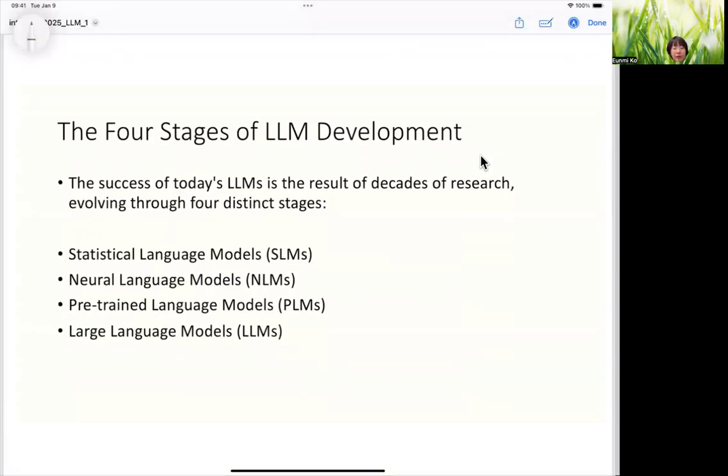Up to the development of large language models, computer scientists went through three previous steps. So the success of today's large language models is the result of decades of research evolving through four distinct stages, including the large language models, the current stage. The previous three stages include statistical language models, neural language models, and then pre-trained language models, and now we have large language models.